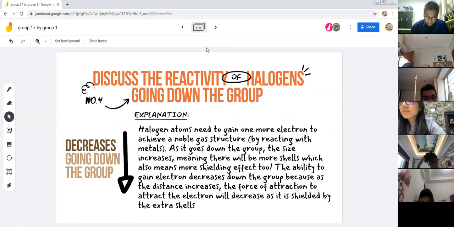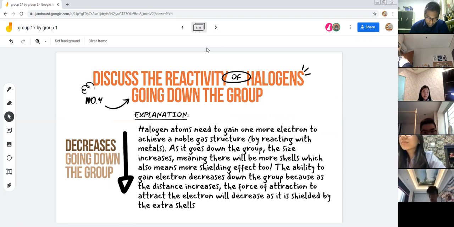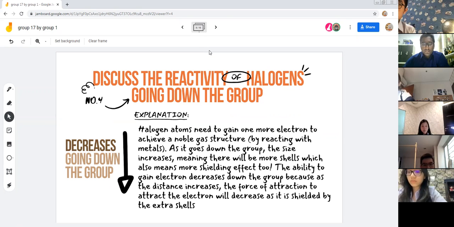So this is the reactivity of halogens going down the group. It decreases going down the group because halogen atoms need to gain one more electron to achieve a noble gas structure. So as it goes down the group, the size increases, meaning there will be more shells, which also means more shielding effect too. So the ability to gain electrons decreases down the group because as the distance increases, the force of attraction to attract the electron will decrease as it is shielded by the extra shells.